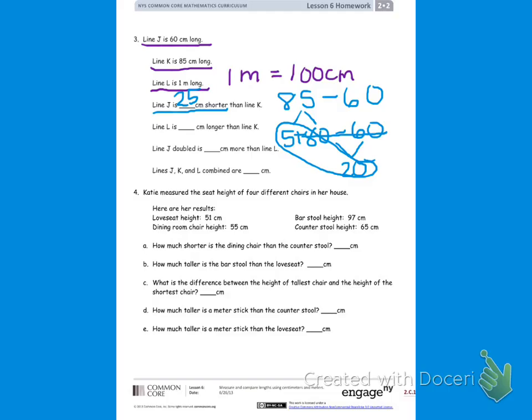We'll look at the next problem that says line L is blank centimeters longer than line K. We know line L is longer than line K. We'll find the length of line L, which is 1 meter, but we're going to refer to it as 100 centimeters. Again, we're finding the difference by comparing the two lengths, and we're comparing it with line K, which is shorter. Line K is 85 centimeters long.